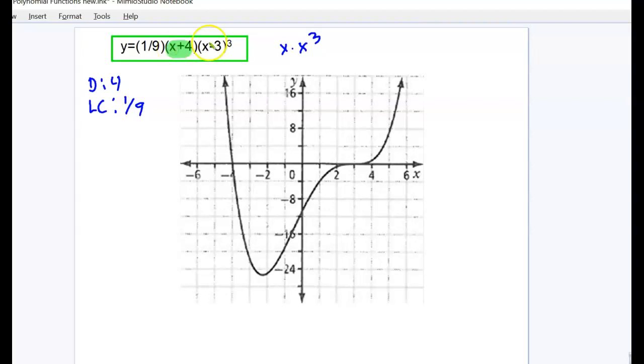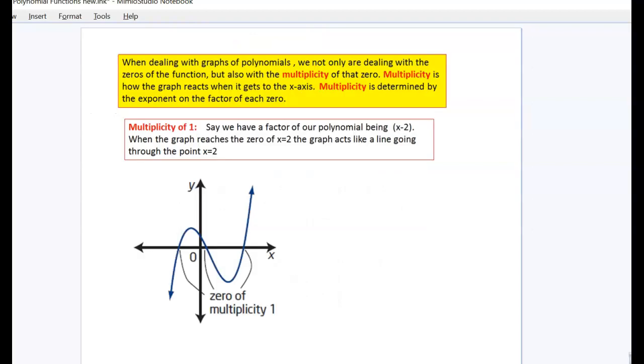Again, if we look at the zeros, the first zero, -4, passes straight through. The exponent is 1, the multiplicity is 1. Here, the zero is 3. And notice at a cubic, the graph forms a bump and squiggle. I call it a bump and squiggle. The book refers to it as tangent and then crosses at x equals 3. So we have three multiplicities that we have to deal with.